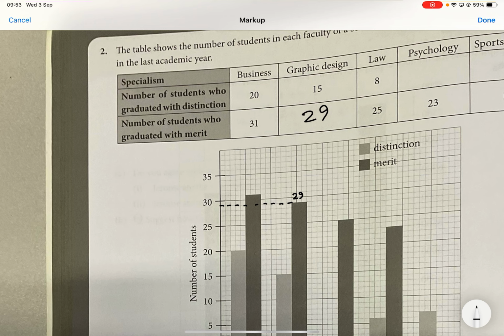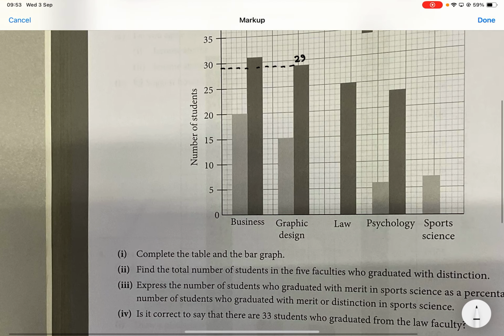Okay, law 8 and 25. Then when we go to the table, they never give us the bar for the distinction. So they want me to add in the bar. And how to draw the bar? Draw lor. Okay, you go and compare lor.